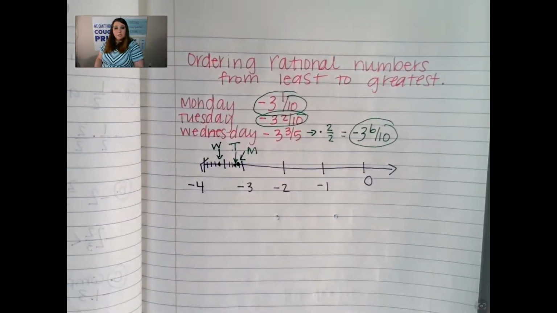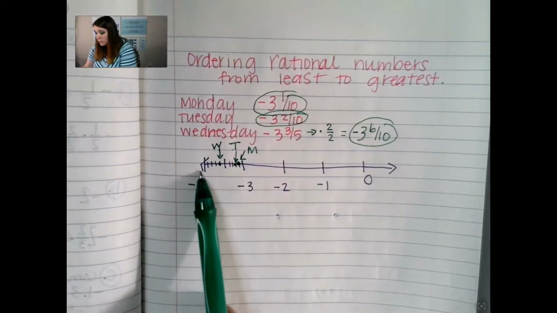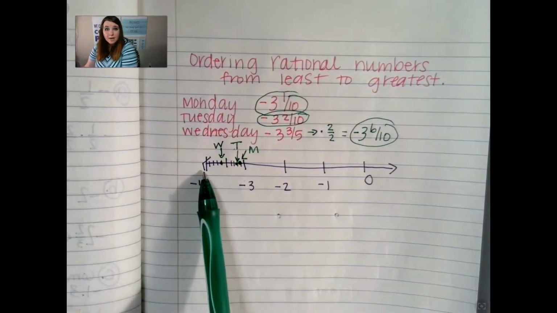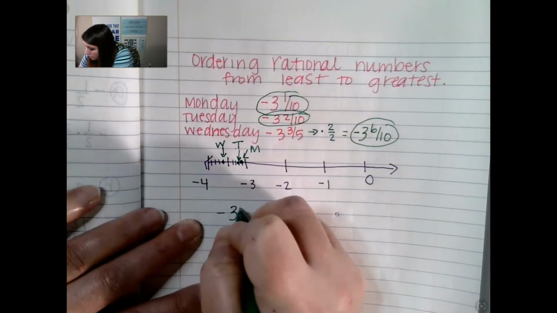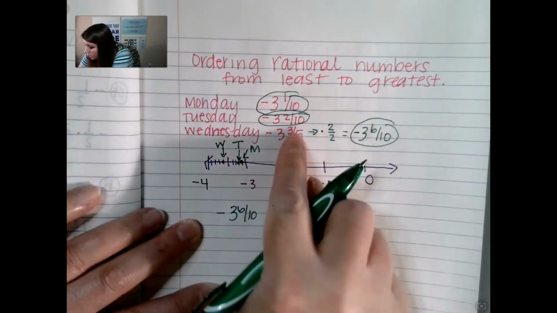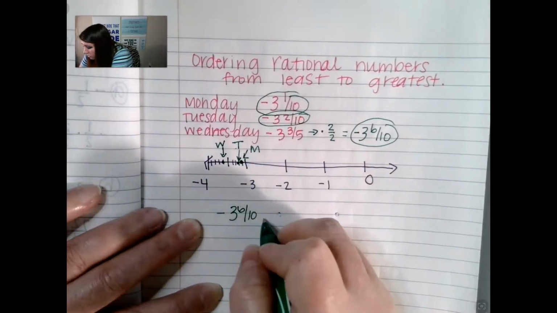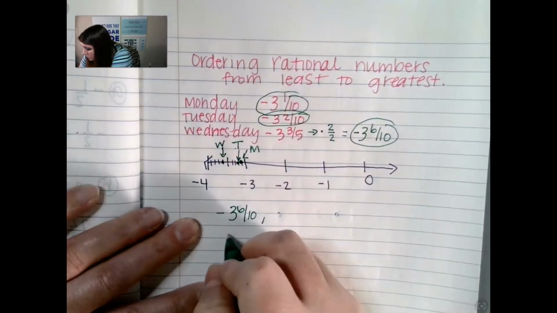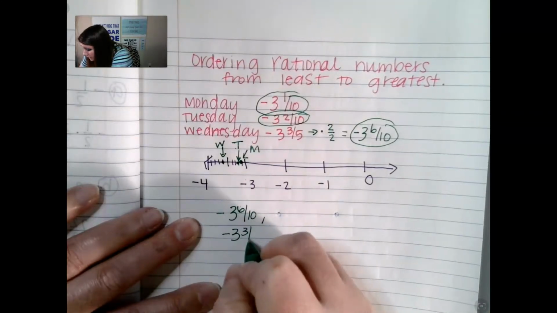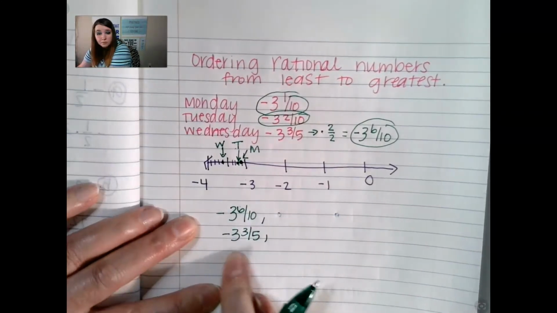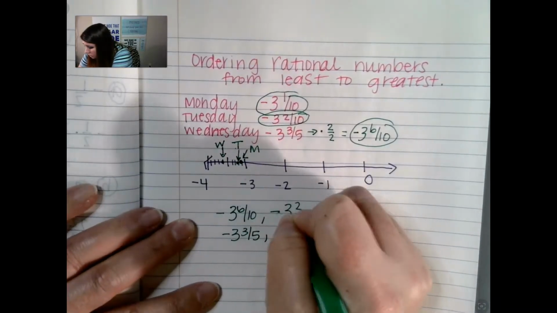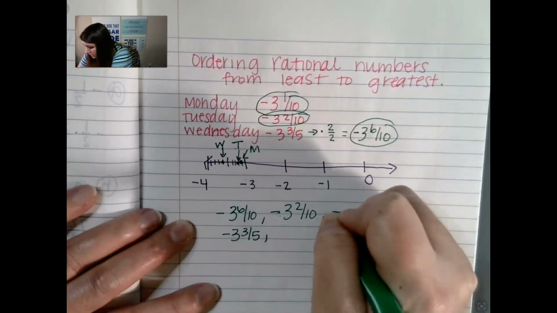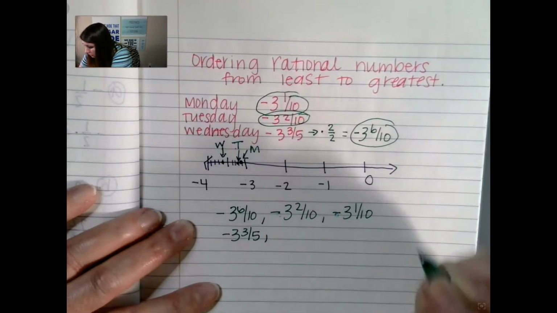So from least to greatest, now I'm going to read it backwards because remember, further away from 0 is smallest. So -3 and 6/10, or you could write this one, -3 and 3/5. So let's put that down too, because on Big Ideas, it might want the simplified version. And then the next one was Tuesday at -3 and 2/10, and then last was Monday, -3 and 1/10.